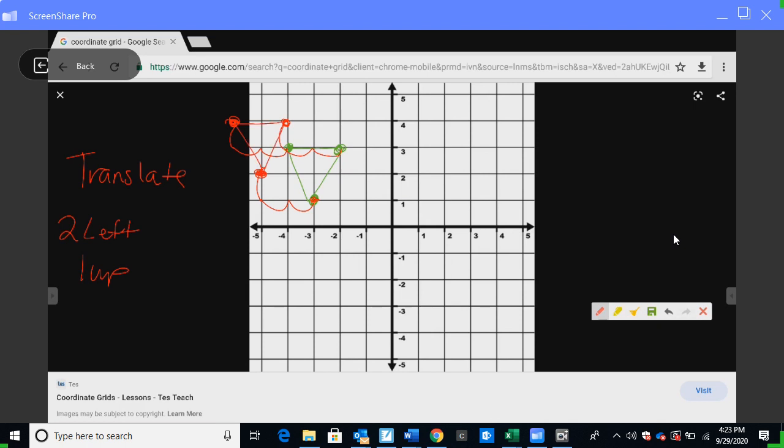Translations are really nice and easy. It's kind of like Pac-Man. You just move along the lines. There's no diagonal movement. There's no weird movements. You just follow the grid. It's like a maze too. The nice thing about translations is they're nice and easy, because you just follow instructions. Reflections take a little bit more work and counting.